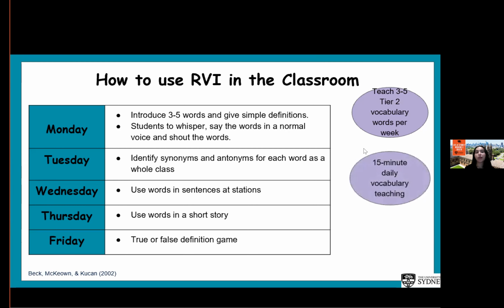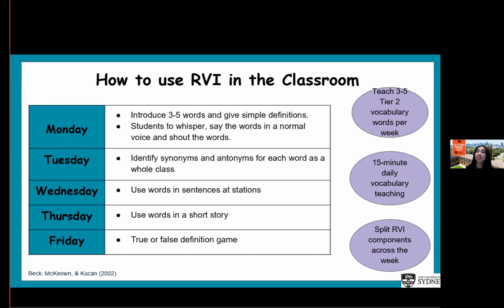For example, you could allocate 15 minutes to vocabulary instruction each day and use components of RVI in these activities. An example of how vocabulary can be taught throughout the week is, on Monday, you could introduce 3 to 5 words and explain these words using simple definitions. And then the students can repeat these words using maybe a whispered voice, a normal voice, and then a really loud voice.